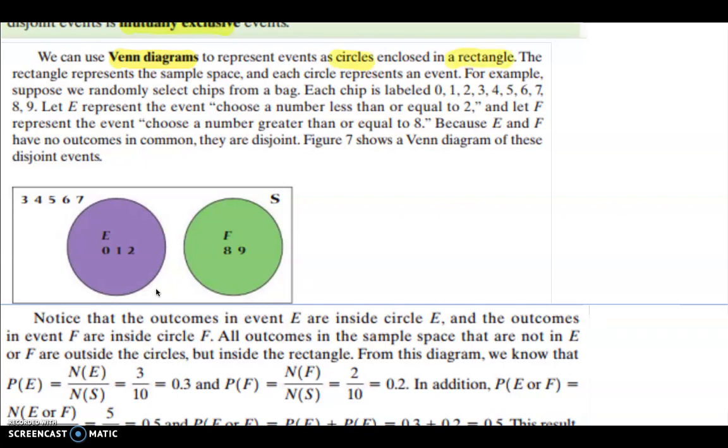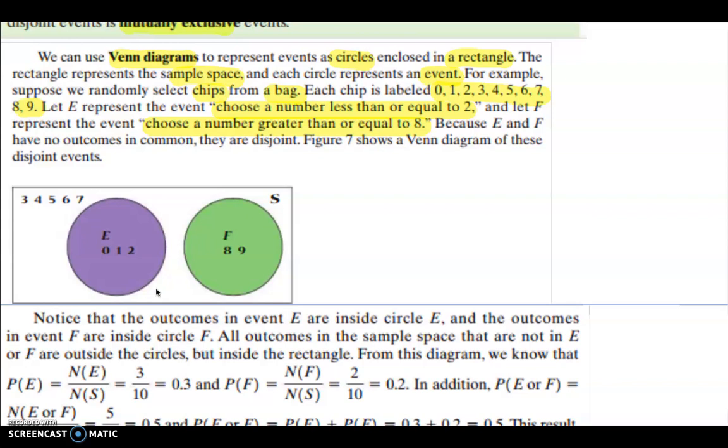The rectangle represents our sample space, and each circle is going to represent an event. So for example, suppose we randomly selected chips from a bag. The chips are labeled 0 through 9. E represents the event choose a number less than or equal to 2. And F represents the event choose a number greater than or equal to 8. Because E and F have no outcomes in common, they are disjoint.